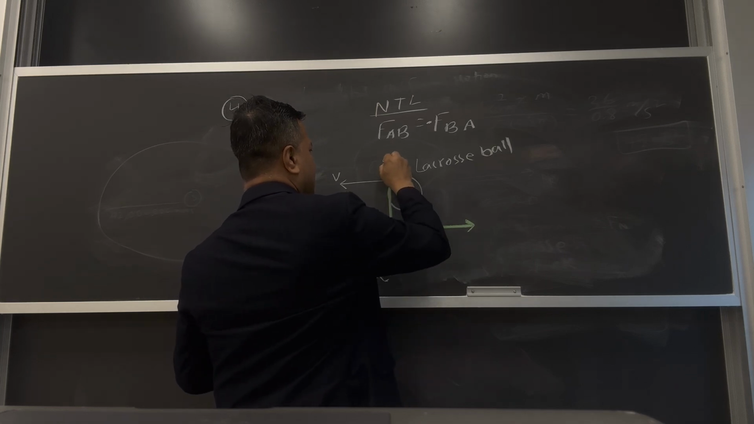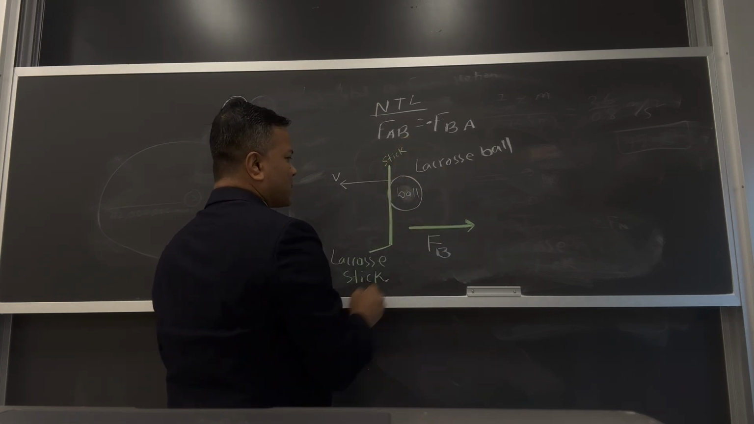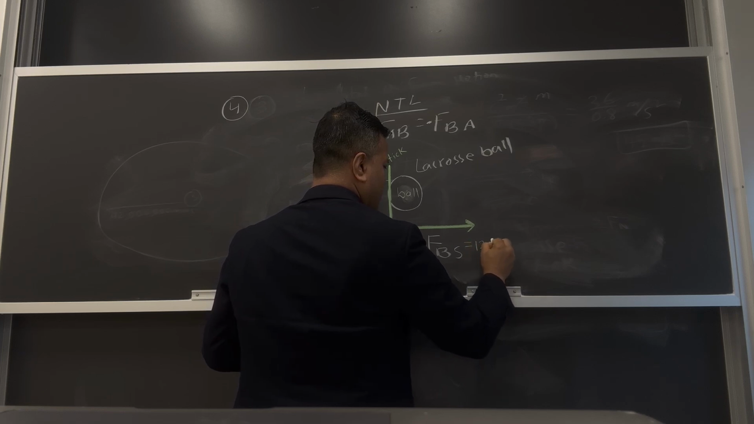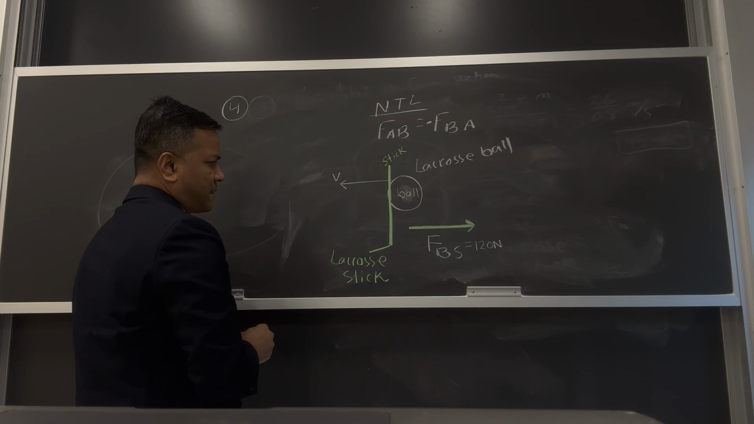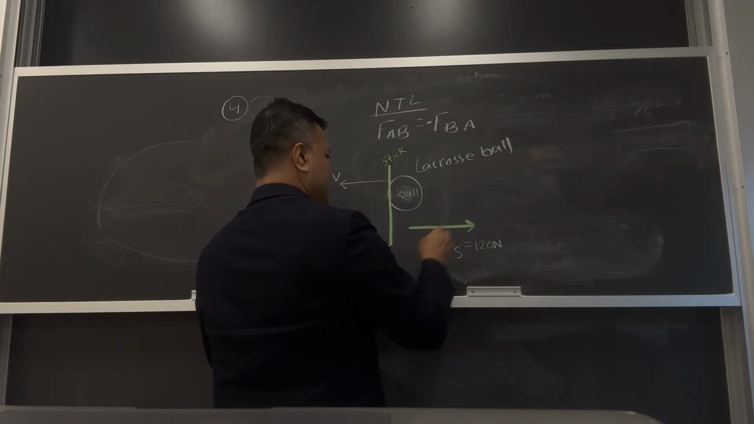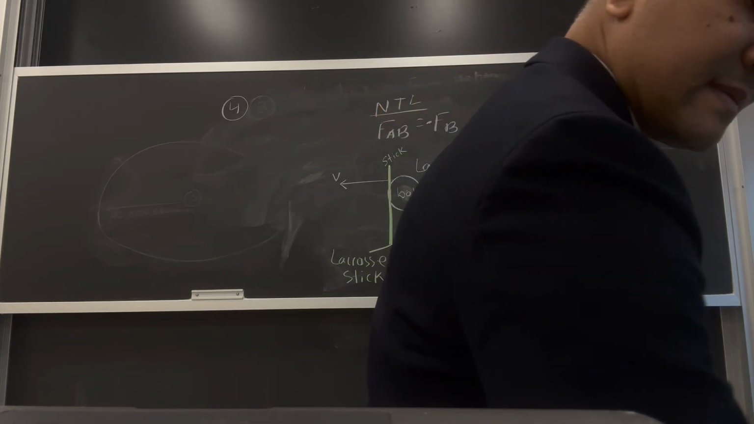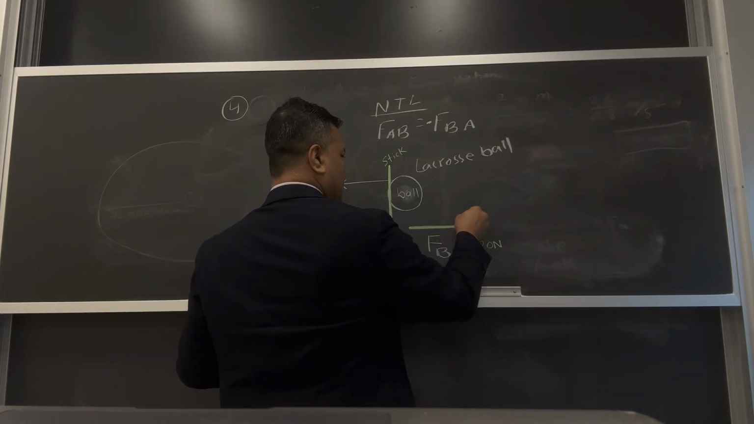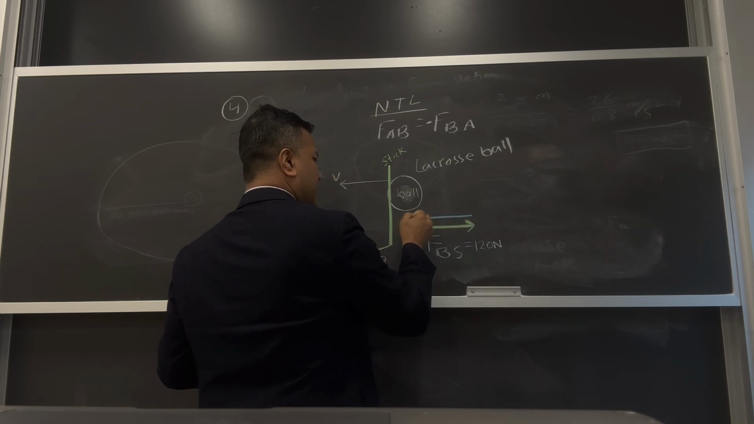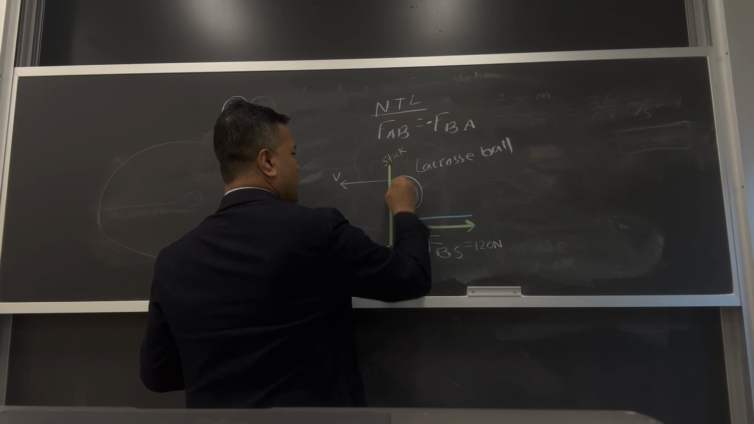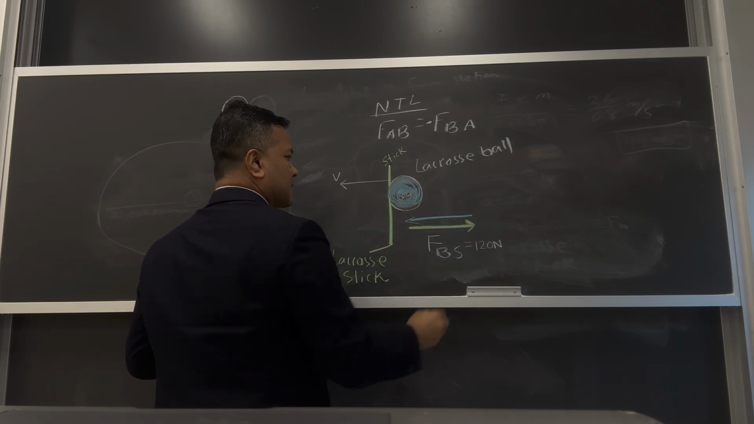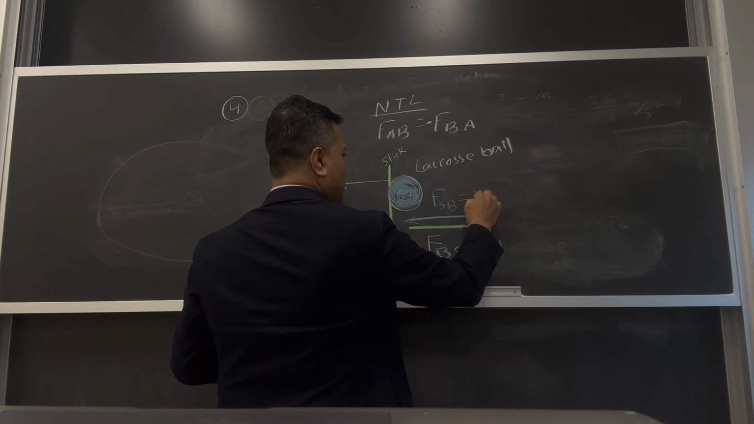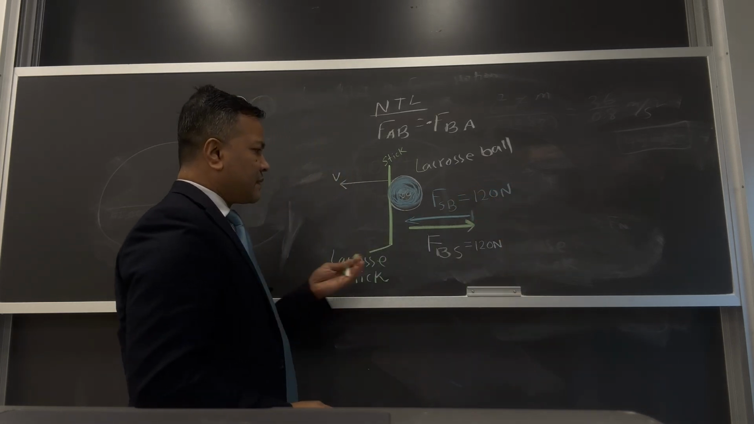Let's call this a stick. Force on the ball by the stick, let's say, is 120 Newton. Doesn't really matter. If this is the case, then the force, let's use a different color, force on the stick by the ball. So let's say blue is the ball. Force on the stick by the ball is also 120 Newton. Okay.